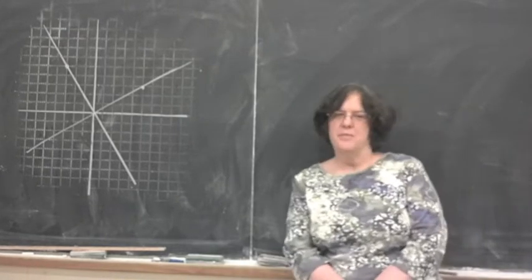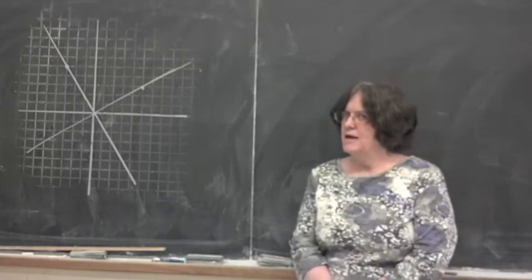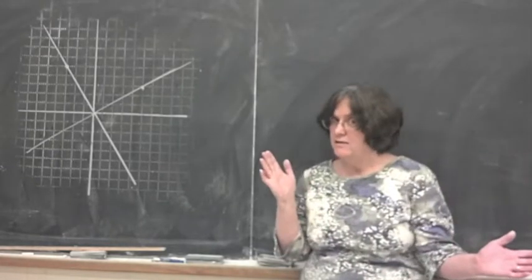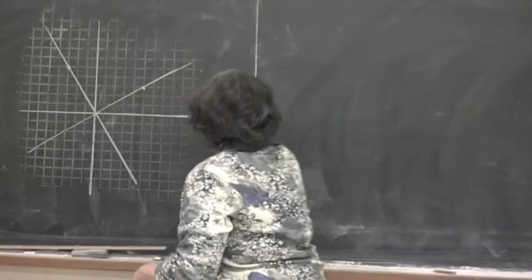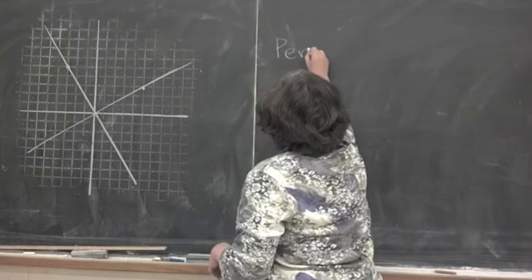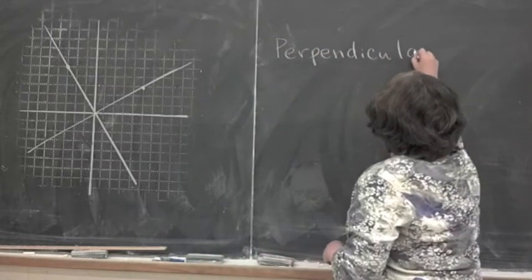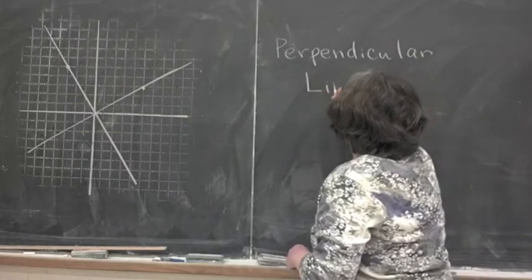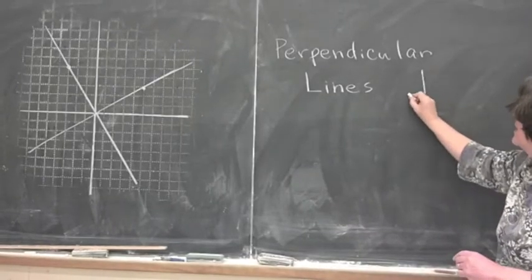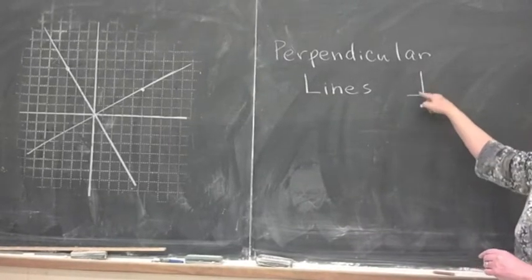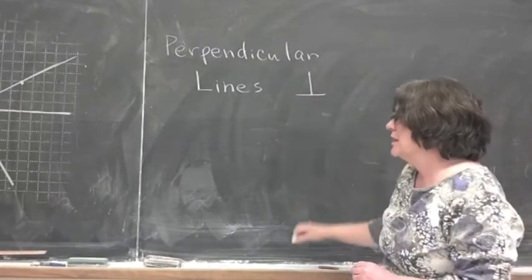Okay, so we're going to talk about perpendicular lines. Perpendicular lines meet to make a right angle or 90-degree angle. And I think you've seen that word before. I'm not sure you've seen the symbol before. That's where you have two segments that make a 90-degree angle. That would be the symbol for perpendicular.